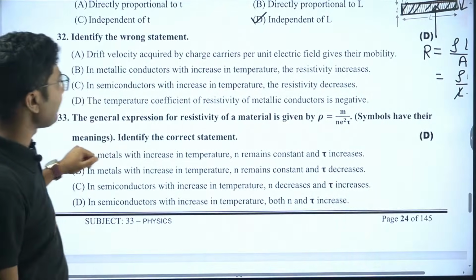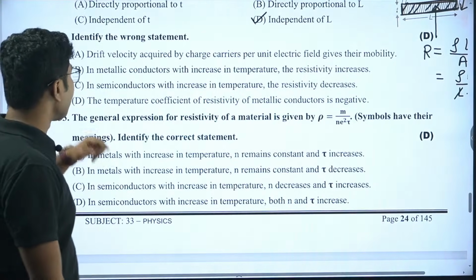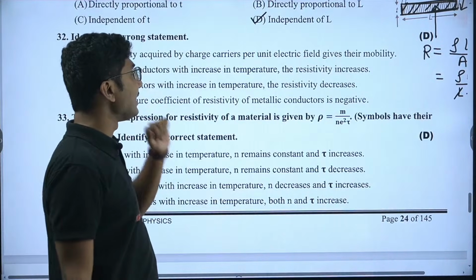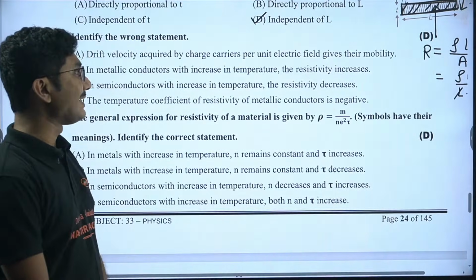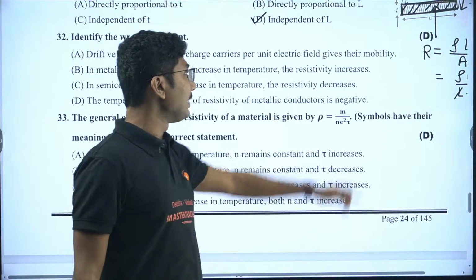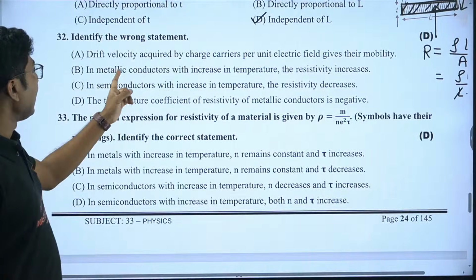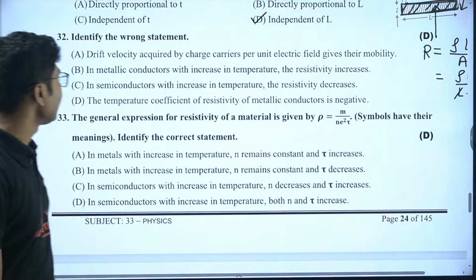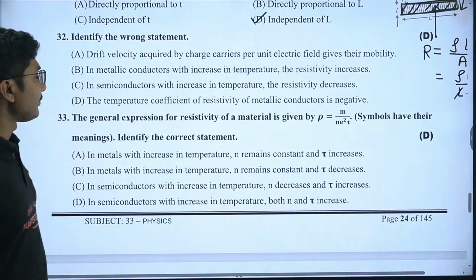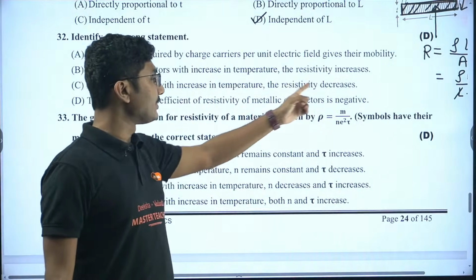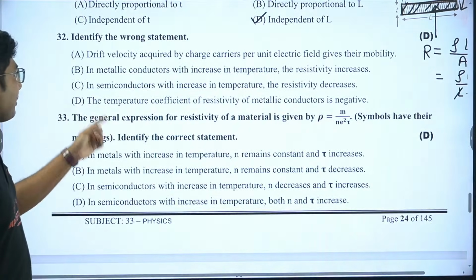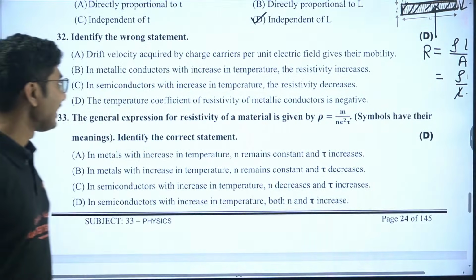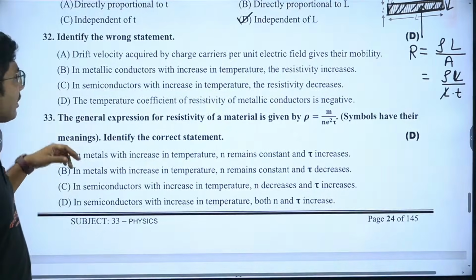Identify the wrong statement. Again, we have to identify the wrong statement. Drift velocity acquired by charge carriers per unit electric field gives their mobility. In metallic conductors with increase in temperature the resistivity increases. In semiconductors with the increase in temperature the resistivity decreases. The temperature coefficient of resistivity of metallic conductors is negative. So identify the wrong statement.